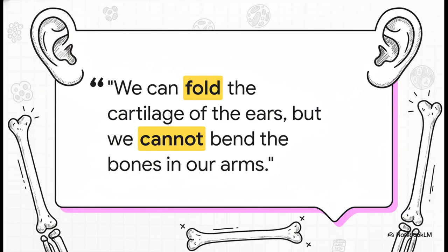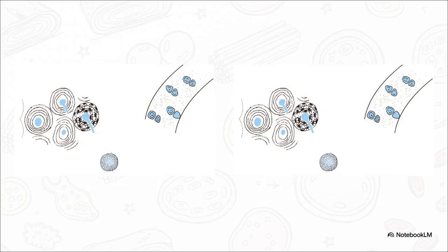Here is a really simple way to feel the difference for yourself. Go on, try it. You can gently fold the cartilage of your ear, right? It bends easily. That is because it is cartilage. Now, try bending the bone in your arm. Of course, we cannot do that. It is completely hard and rigid. That is bone.